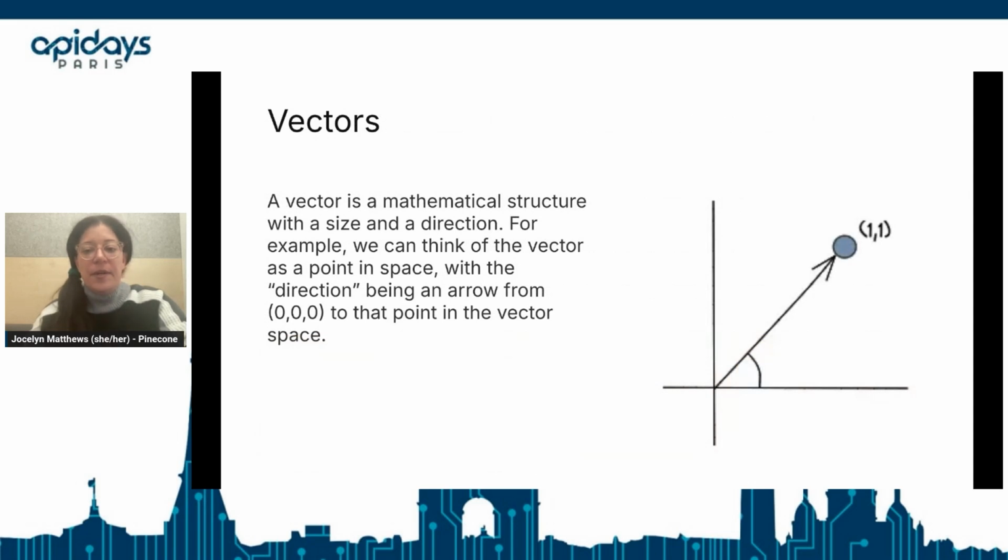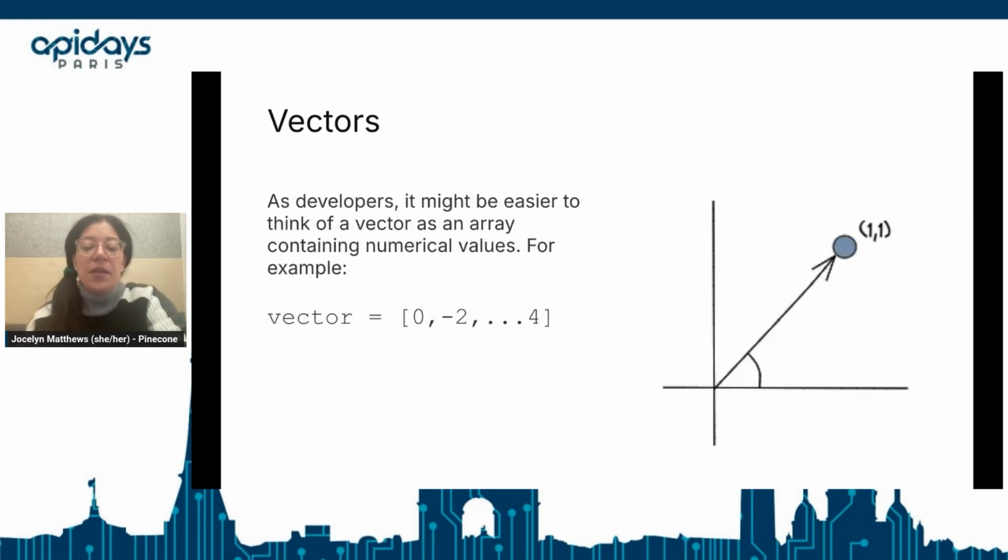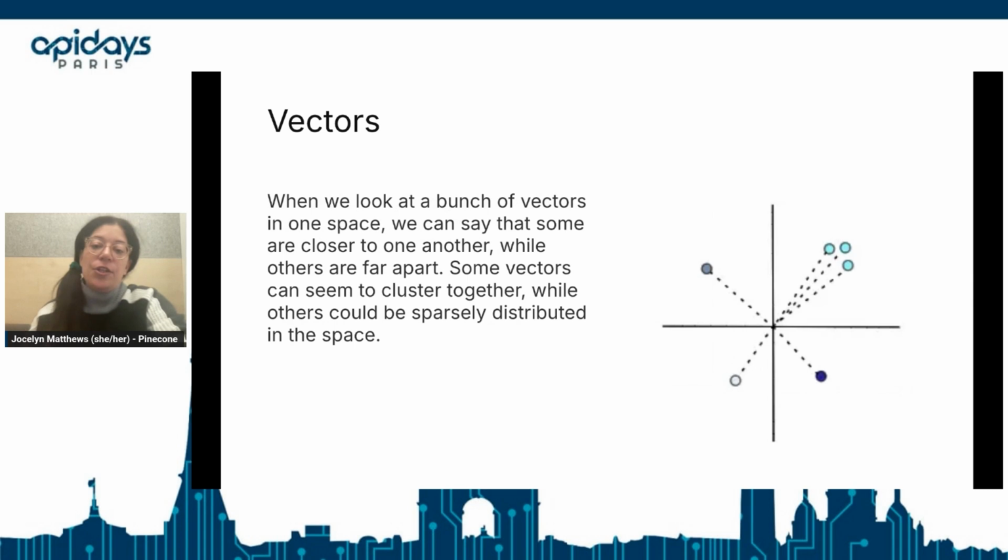And then quickly, let's just talk about vectors. A vector is a mathematical structure with a size and a direction, and you may remember this from early school days. We can think of a vector as a point in space, and we can think of the direction as being an arrow that goes from the 0 point to that point in the vector space. As developers, you might find it easier to think of a vector as an array, which is containing numerical values. But what I want to draw your attention to is what happens when we get a bunch of vectors in the same space. So there's no way to put multiple vectors in the same space without some of them winding up closer together and some of them being further apart.